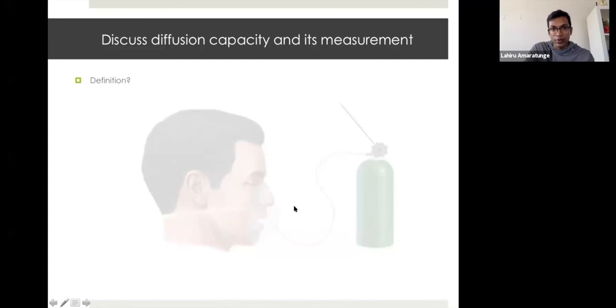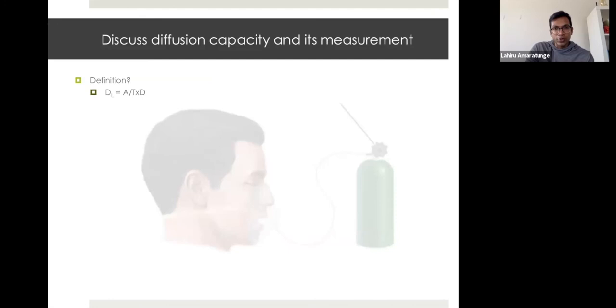So diffusion capacity is DL, and that's what you'll often see on your lung function test. So DL is area over thickness times another D, and that D, as Maggie, you rightly mentioned, is the solubility over the molecular weight. So specifically, solubility over the square root of the molecular weight of your gas. So that's your DL. That's a very specific term called diffusion capacity.